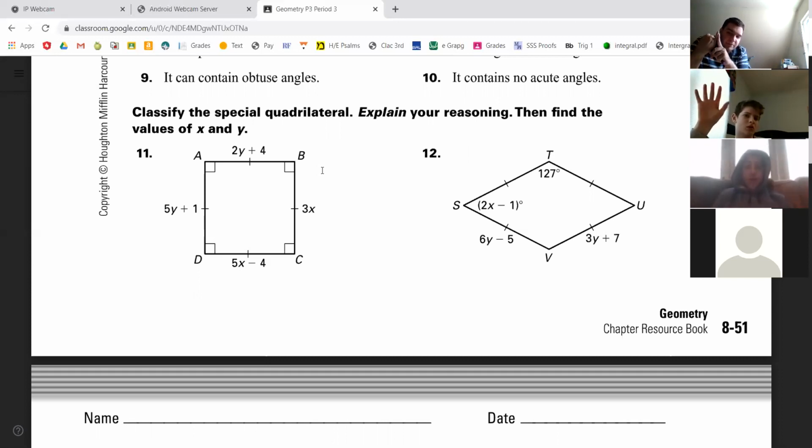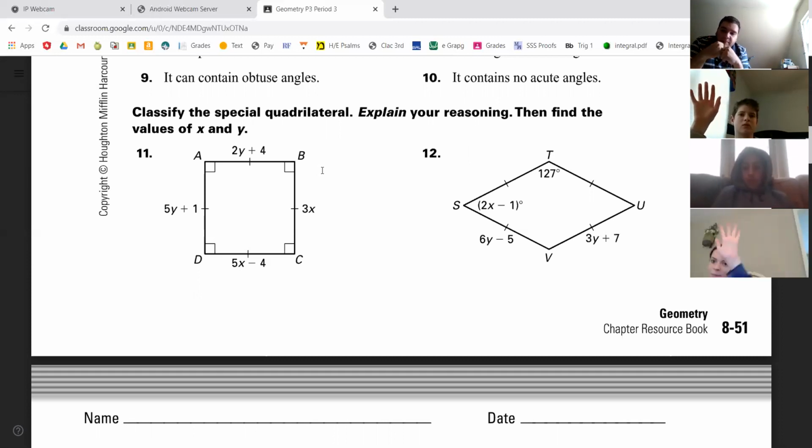Is it ever a parallelogram and not a rhombus? Yeah, it could be like that. Don't do one like that because I don't know what a parallelogram is. That's kind of shameful because rhombuses, rectangles, and squares are parallelograms.